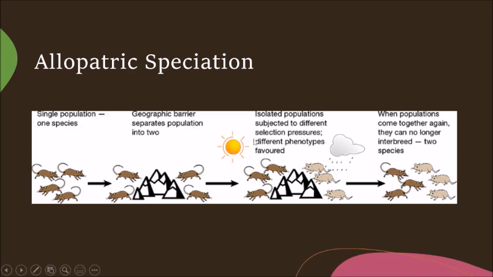And then on each side of the lava, you have different selection pressures. Here it's sunny, here it's cloudy and raining. So different selection pressures, meaning different phenotypes are likely to survive to reproductive age, pass on their genetics, and gradually, and we're talking over geological time, it takes thousands or millions of years in order for this to occur. They will be so genetically different that if they came back together again, they can no longer interbreed and have viable, fertile offspring. In other words, a new species has been formed.